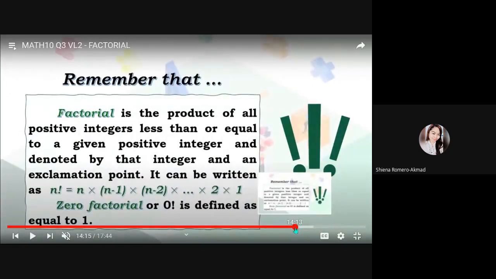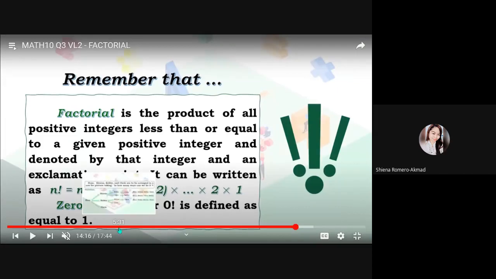So, for our wrap-up, all you have to remember is that factorial is a product of all positive integers less than or equal to a given positive integer and denoted by that integer and an exclamation point. It can be written as n factorial equals n times n minus 1. Tama yung sinabi kanina ni Bautista Nicole, nagma-minus lang tayo. Minus 1, minus 1. Pero dito kasi, ang ginagawa natin is that nagma-minus tayo dun sa n.